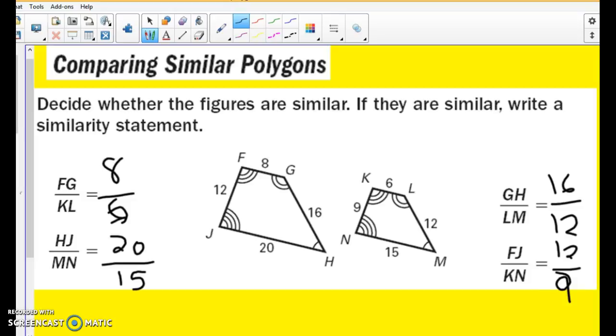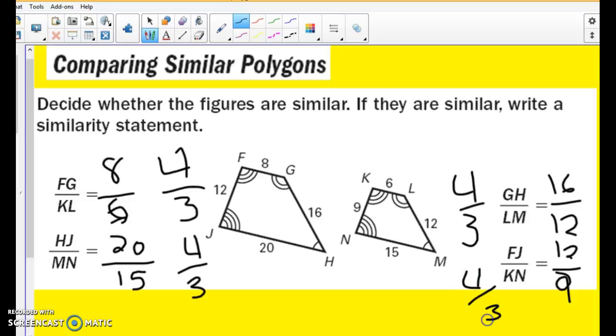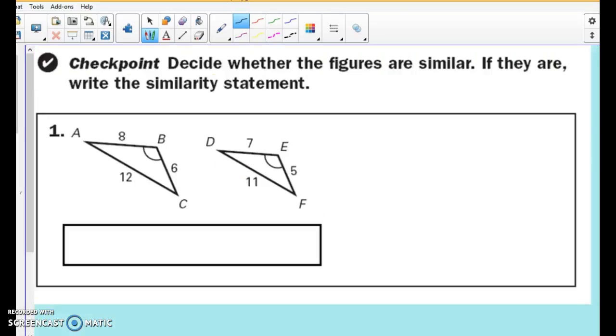Alright, so if I simplify all these, that could be simplified by 2, so I would get 4 over 3. That can get simplified by 5, I would get 4 over 3. That can get simplified by 4, I would get 4 over 3. That can get simplified by 3, and I would get 4 over 3. So this is going to be a similar polygon, because this one is just blown up to a 4 to 3 scale from this one. So they're basically the same trapezoid, except this one's a little bit bigger, but it's all proportional in the same way.